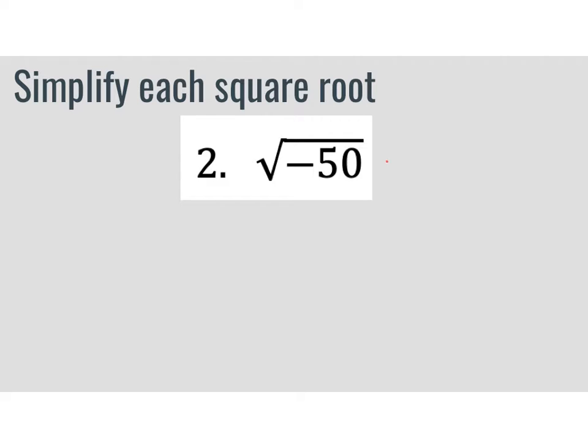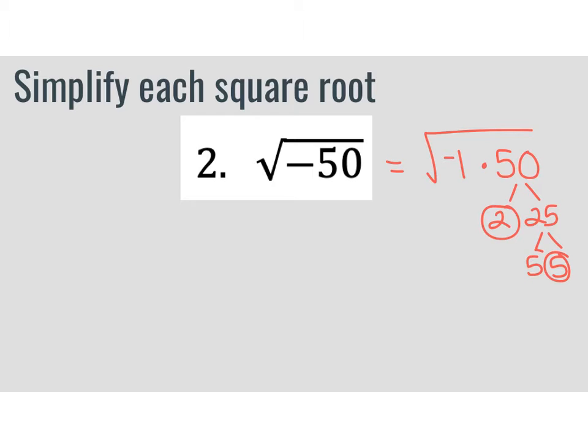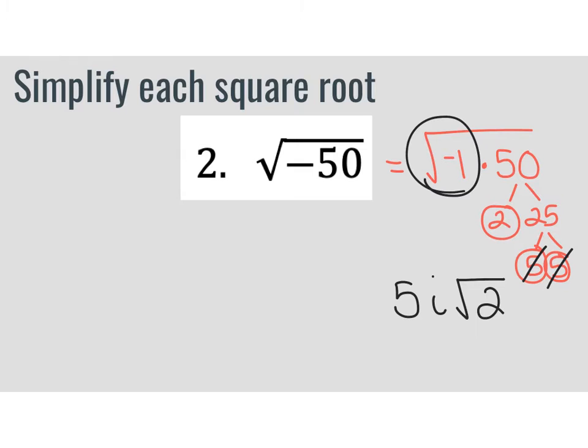Square root of negative 50. Again, I can rewrite this as negative 1 times 50 by the product rule. The square root of 50 is irrational, so I'm going to break that down with a factor tree, circling my primes as I go. And I'm looking for pairs. I have a pair of 5s, so the square root of 5 squared, the 5 comes on the outside, the 2 stays on the inside, and the square root of negative 1 is defined as i. So I write that as 5i root 2. You will occasionally see this written as 5 root 2 with the i at the end. If you write it like that, make sure it's super obvious that the i is not under the radical sign.